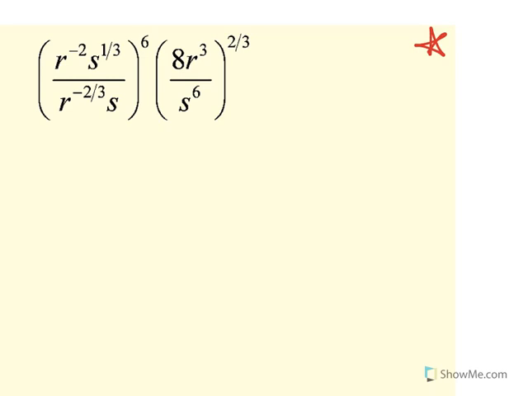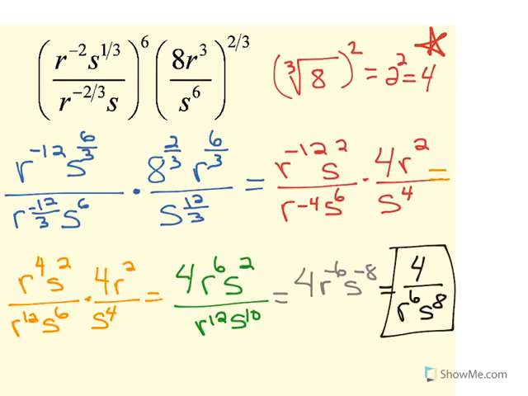Go ahead and write this one down, pause the video, solve it, and then come back and check your work. So take a moment, check your work. 4 over r to the 6th times s to the 8th. How do you think you did? If you have any issues or errors or mistakes, please take a moment.